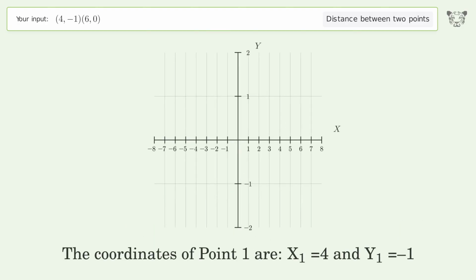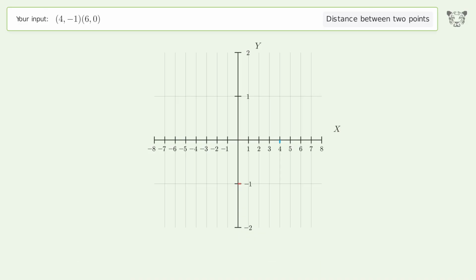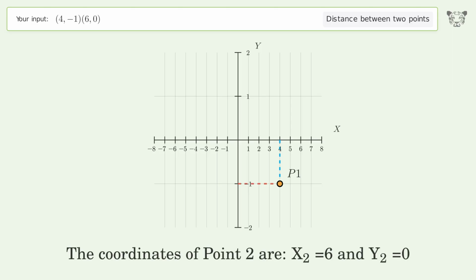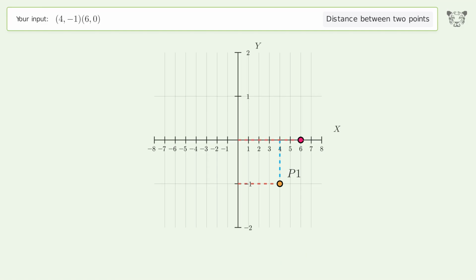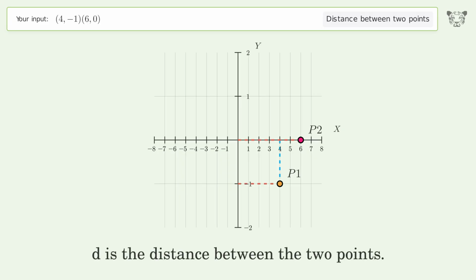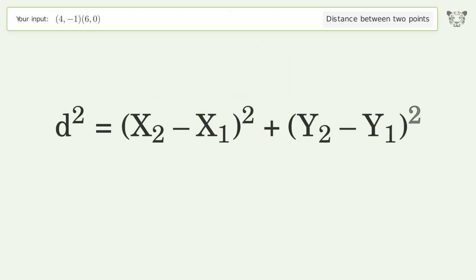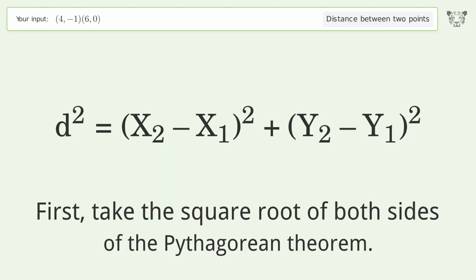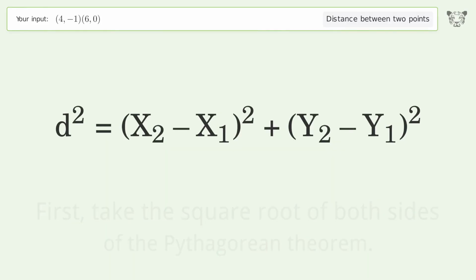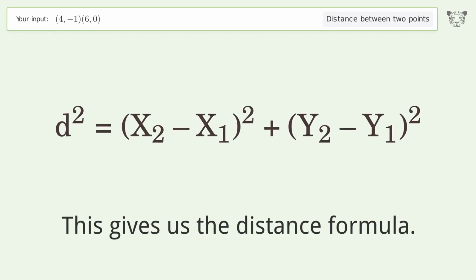The coordinates of point 1 are x1 equals 4 and y1 equals -1. The coordinates of point 2 are x2 equals 6 and y2 equals 0. D is the distance between the 2 points. First, take the square root of both sides of the Pythagorean theorem. This gives us the distance formula.